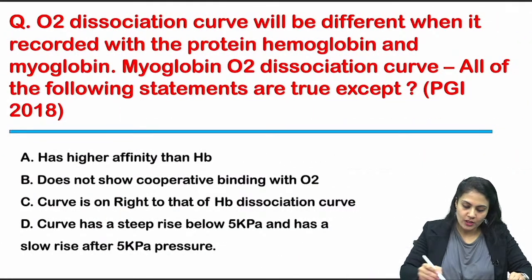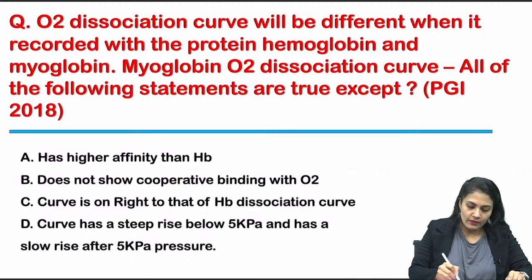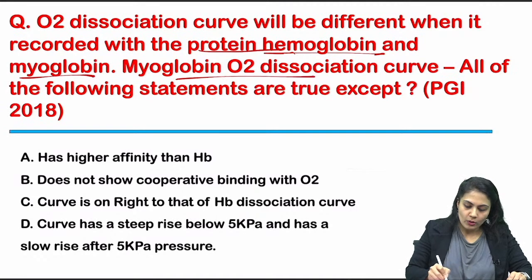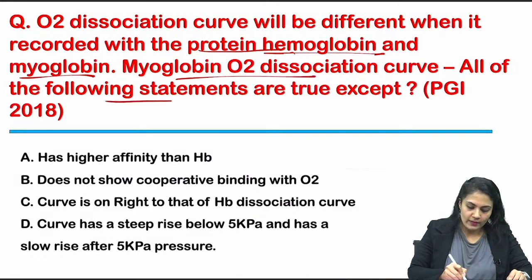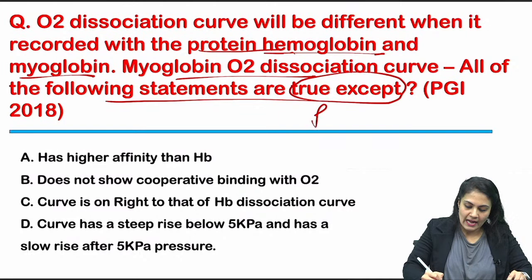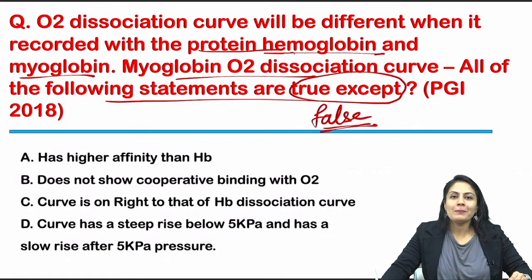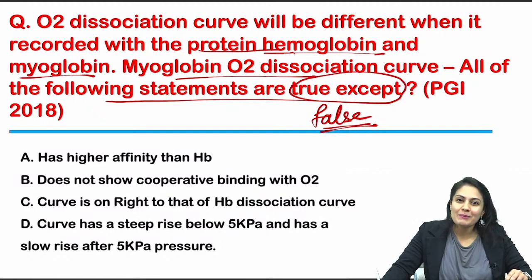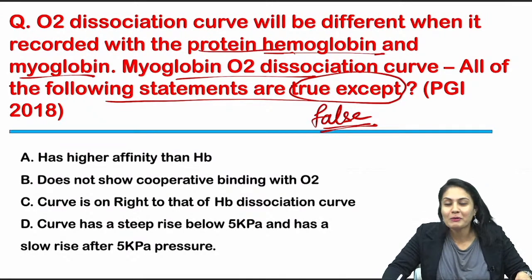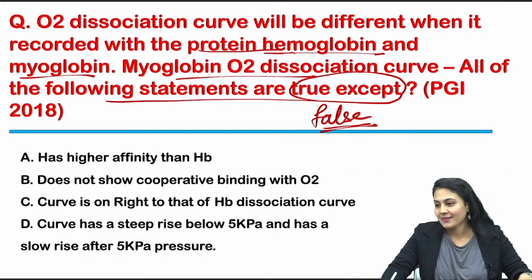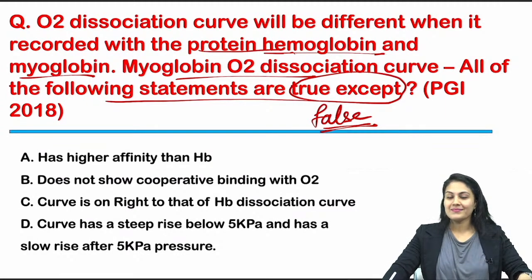Oxygen dissociation curve will be different when recorded for the proteins hemoglobin and myoglobin. Myoglobin oxygen dissociation curve: all of the following statements are true except, that means we have to find out the false statement over here. Now the NB people got to know that you know everything about the hemoglobin dissociation curve. They started asking the question on the myoglobin curve, isn't it? Right. Yes, please. Answers, please.